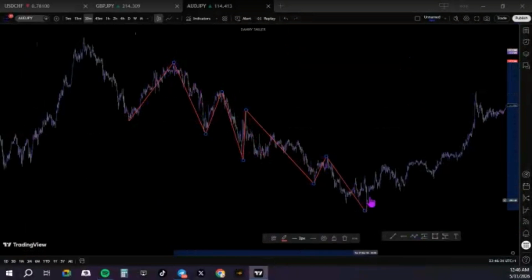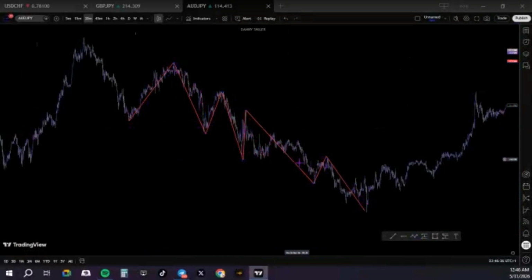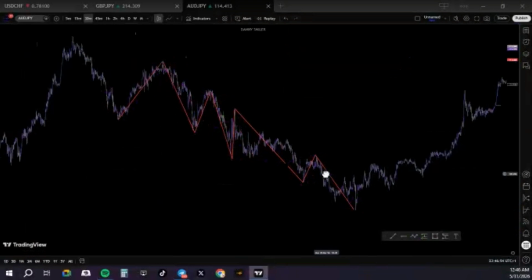Now, if I may ask, which particular structure is this? This is selling. From what I have taught you so far, how do you define this particular structure? What is the name: uptrend, downtrend, choppy or ranging? This is a downtrend. Okay, exactly.